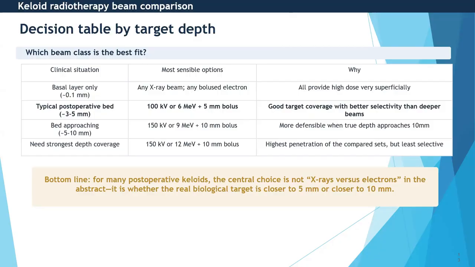If the bed's approaching 5 to 10 millimeters, 150 kV or 9 MeV plus 10 millimeters bolus is more defensible when the true depth approaches 10 millimeters. And if you need more depth coverage, one can use 150 kV or the 12 MeV. It's the highest penetration set. But for many post-operative keloids, the central choice is not X-rays versus electrons in the abstract. It's whether the real biological target is closer to 5 millimeters or closer to 10. And then you can select the energy.